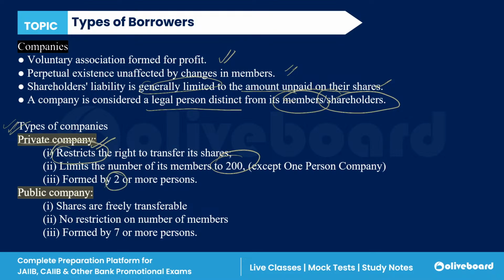Whereas there is a public limited company. Now, what is a public limited company? It is where the shares are freely transferable. There is no limit on the transfer of shares. No restriction on the number of members. Then it is formed by 7 or more persons. So minimum is 7, maximum no limit. For a private company, minimum is 2, maximum is 200, right?